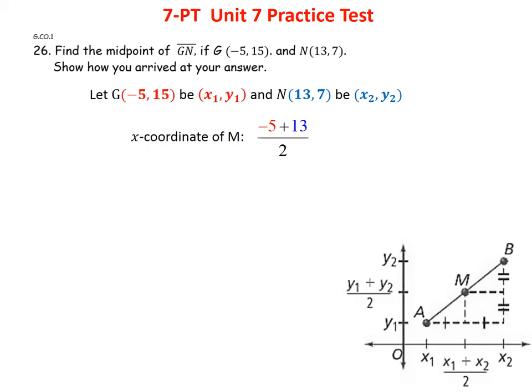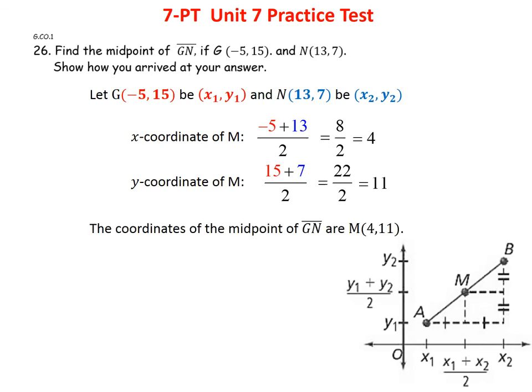So all we have to do is say, okay, the x coordinates, add them together, negative 5 and 13. That's 8 divided by 2. And so the midpoint of that one would be 4. That's your x coordinate. The y coordinate, add the y's, 15 and 7. That's 22 divided by 2 is 11. And so the coordinates of the midpoint would be 4, 11.